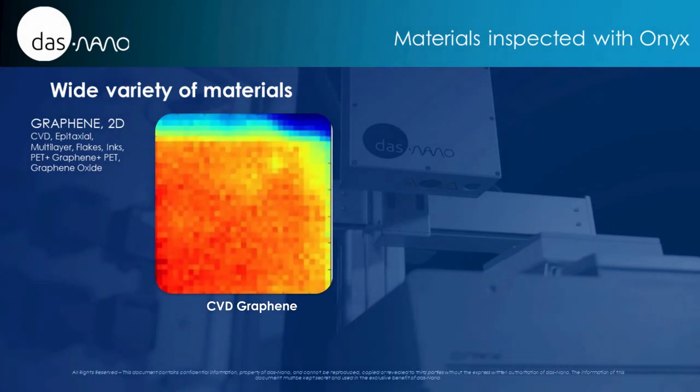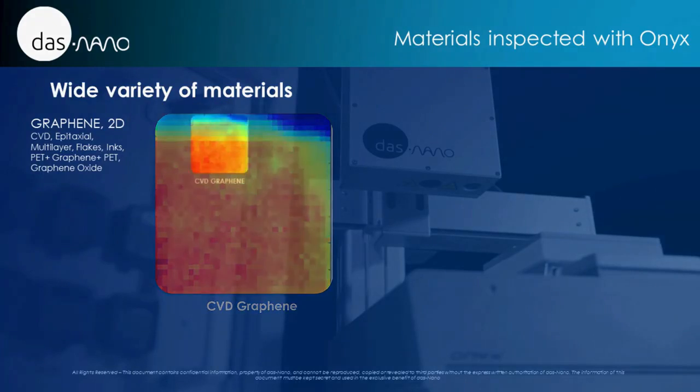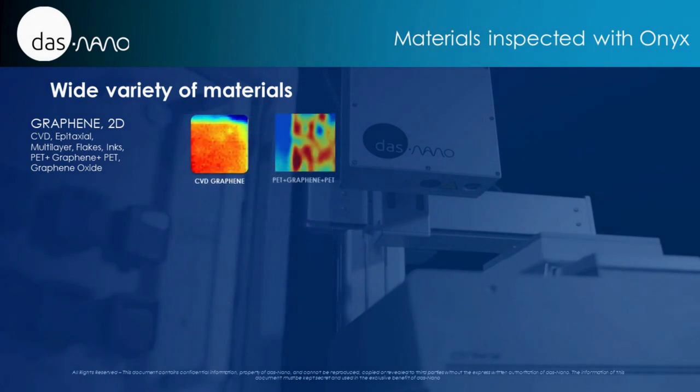Each layer of CVD graphene can be distinguished: 2 layers in the red-orange part, 1 layer in the light blue, and the absence of CVD graphene in the dark blue. However, not only CVD graphene can be characterized. A PET sandwich of graphene can be inspected.